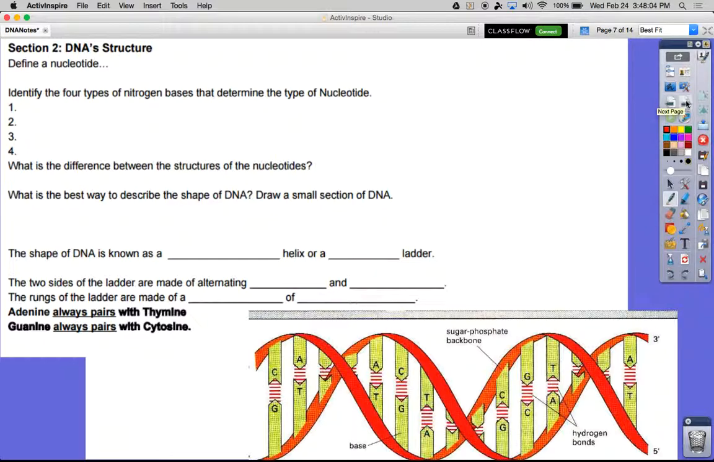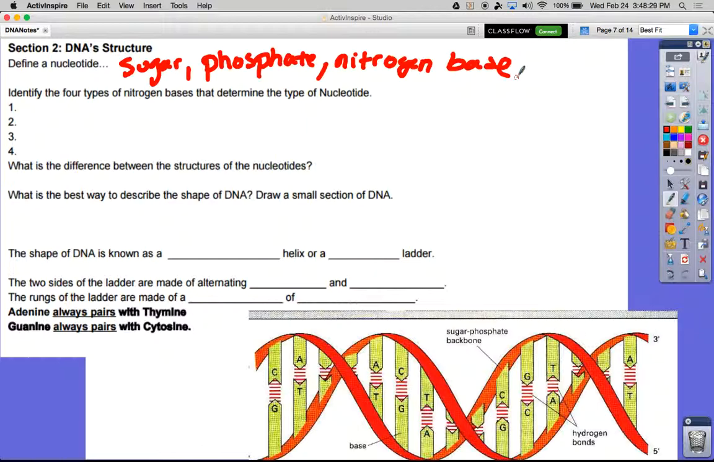Okay, what is a nucleotide? Well, a nucleotide consists of a sugar, a phosphate, and a nitrogen base. And we have 4 types of nitrogen bases that determine the type of nucleotide. So we have adenine, we have thymine, we have guanine, and cytosine. What is the difference between each of these nucleotides? Well, they all have different structures. They're different shapes.